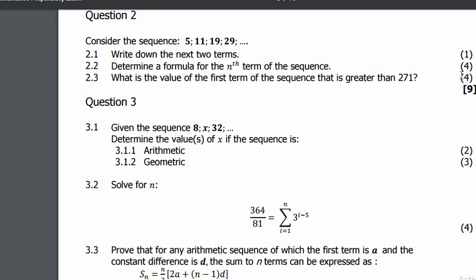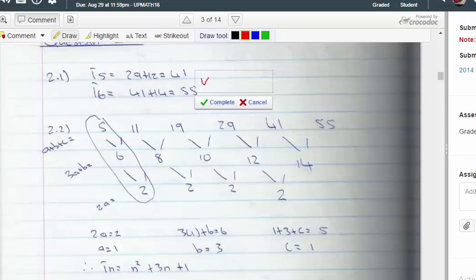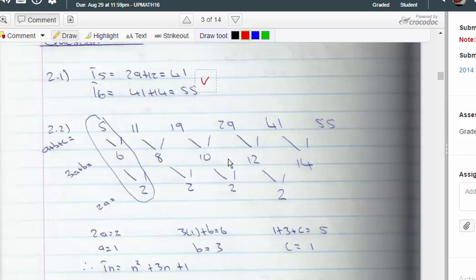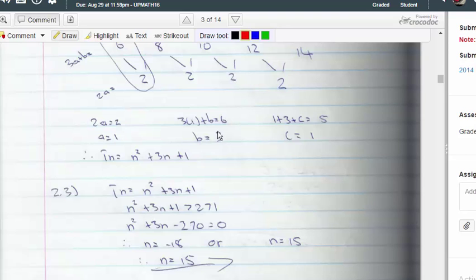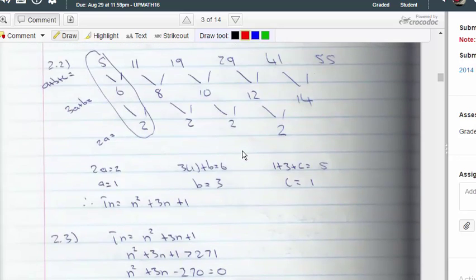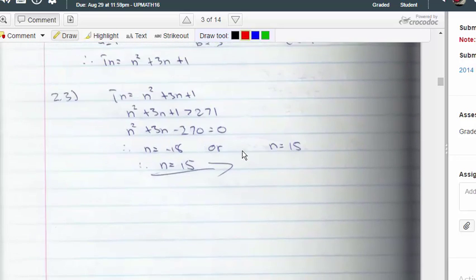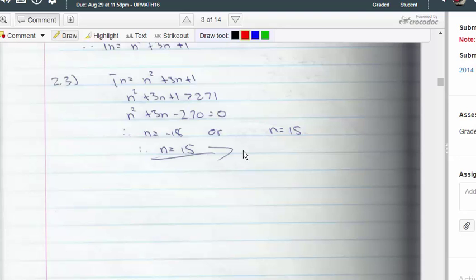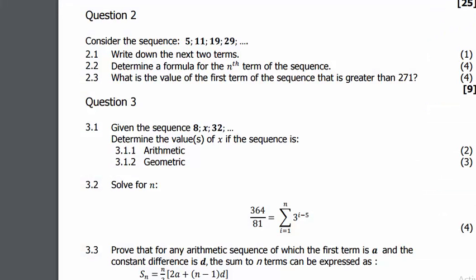The next part is to determine the formula of the nth term of the sequence. Very simple. a plus b plus c is equal to 5, 3a plus b is equal to 6, and 2a is equal to 2, and then solving these three equations and getting that final answer. That's a perfect final answer. Well done. If you didn't know how to do that, pause the video and watch, but actually if you didn't know how to do that, then we've got serious problems.